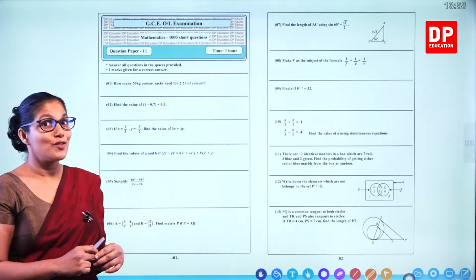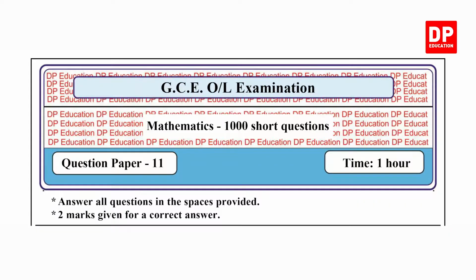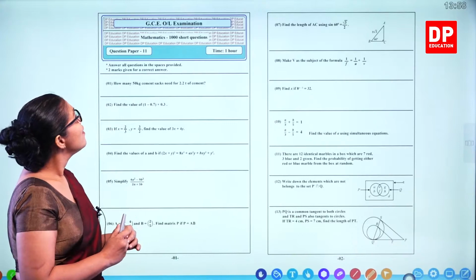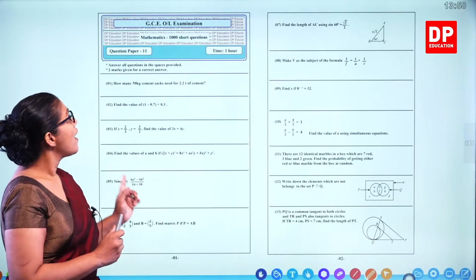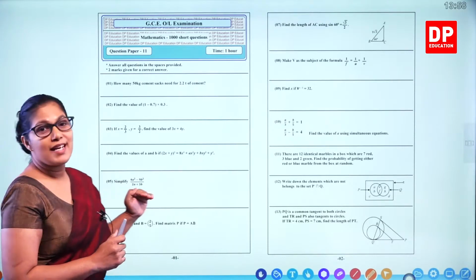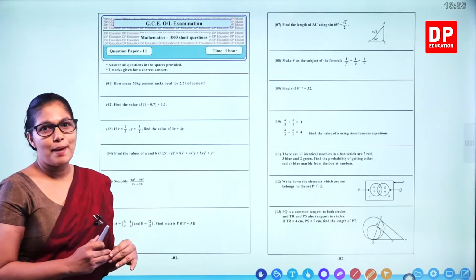Hello students, today I am going to do question paper 11 in the series of 1000 short questions in GCE O-Level examination revision work. This is also a 1 hour paper and you get 25 short questions. We covered 10 short question papers and this is the 11th paper.